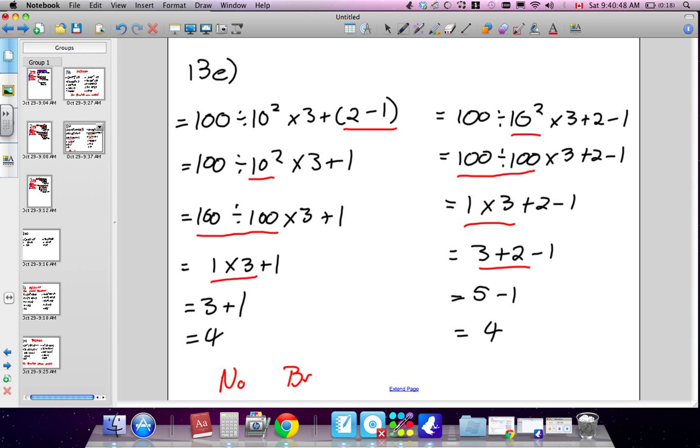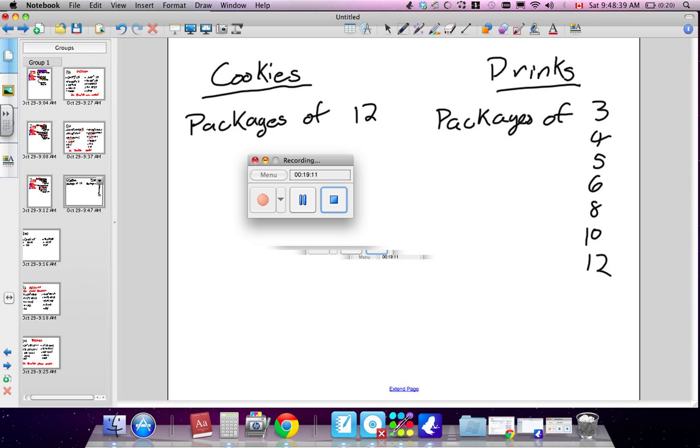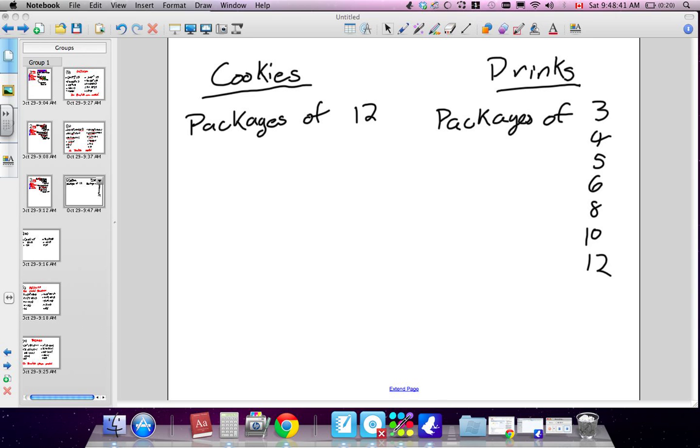Yeah. Okay, so are brackets needed? Did it make a difference? No. So no. Brackets. That makes sense. Alright, and this is a multiples question from page 21.